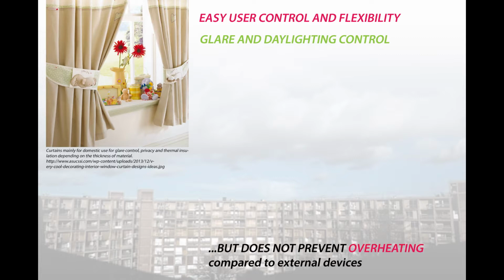Curtains are commonly used in domestic settings which provide the users with easily accessible control over daylight and glare protection. Curtains do not contribute significantly to overheating prevention since it absorbs and radiates solar heat as long wavelengths which gets trapped inside the room. Although the thicker the material, the better the insulating properties as well as providing privacy.